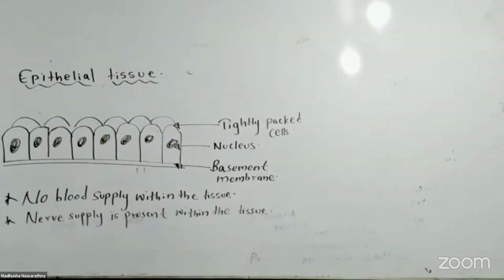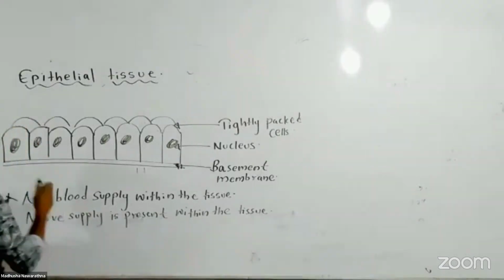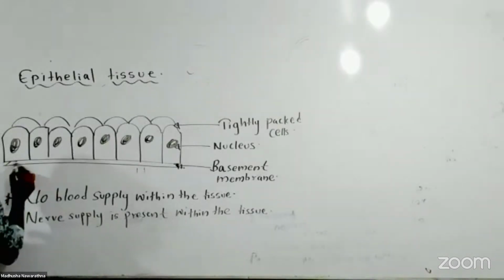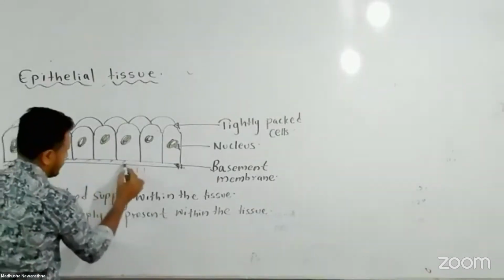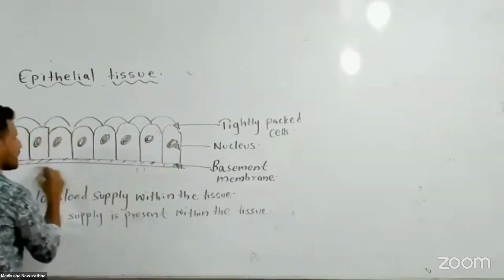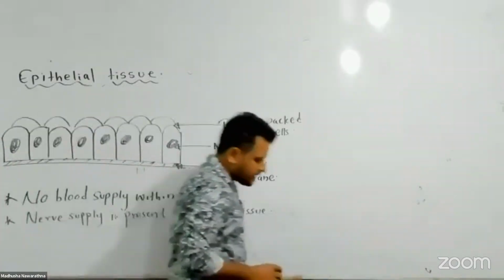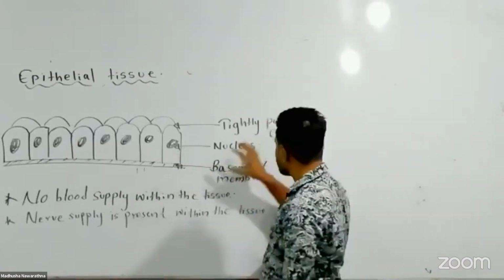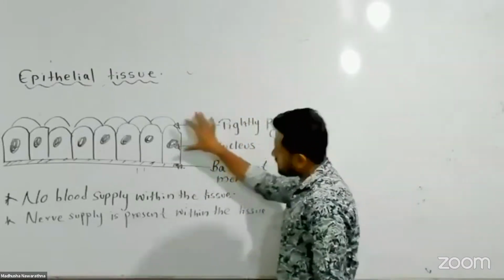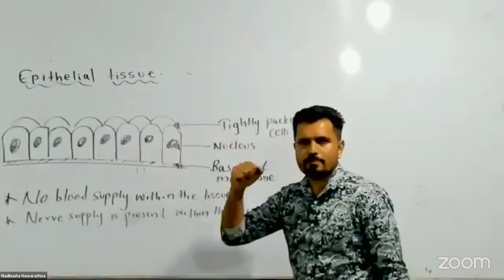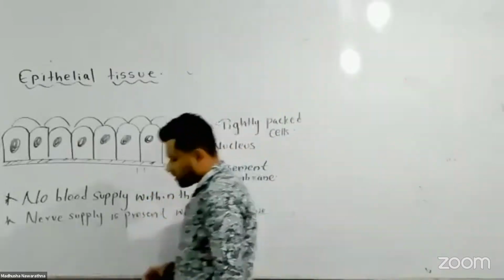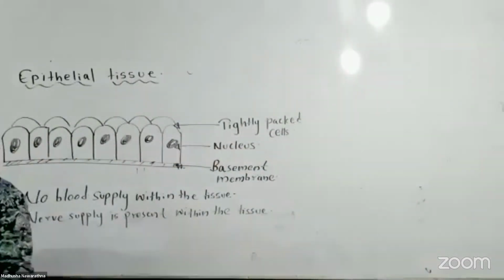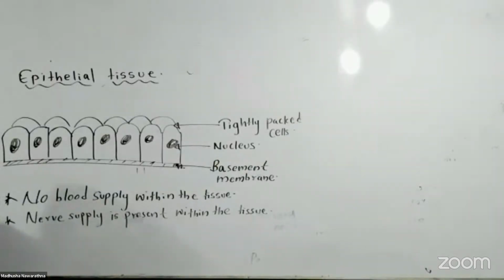So you need to draw this diagram. So this is the basement membrane, the one at the bottom. The epithelial tissue cells are joined to this membrane and are nicely tightly packed, and also contain a nucleus, which we can observe. Hurry up and complete. We'll write some examples.